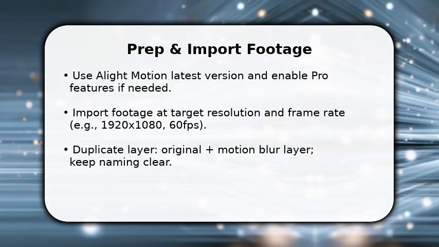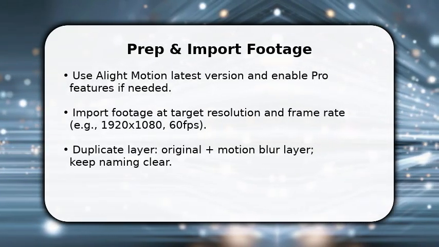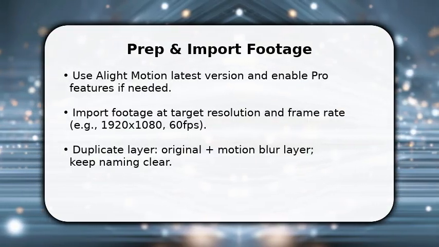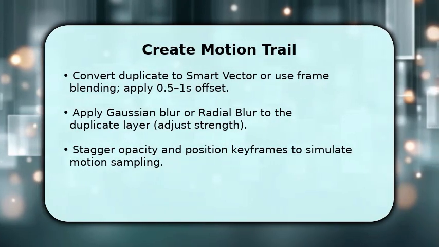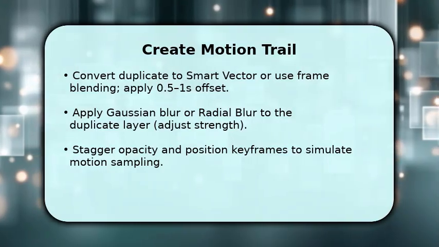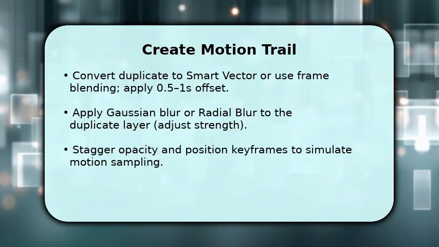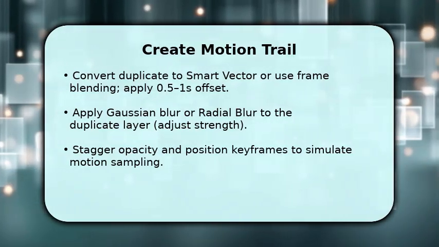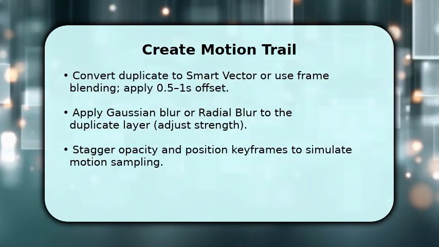Once done, set blend mode options later and ensure both layers are precisely aligned in the timeline before moving to effects. Now you build the actual motion blur by creating a trail from the duplicated layer. First, offset the duplicate by a small time like 0.030, 0.8 seconds per frame, or stagger multiple copies for heavier blur. Apply a blur effect such as Gaussian or directional/radial and ramp the intensity to taste.